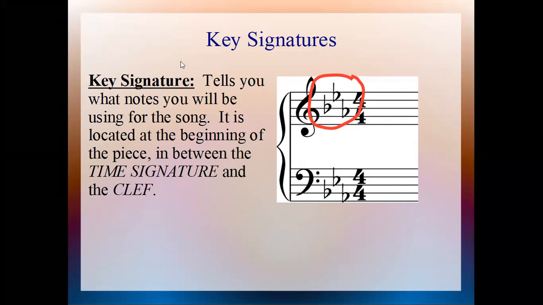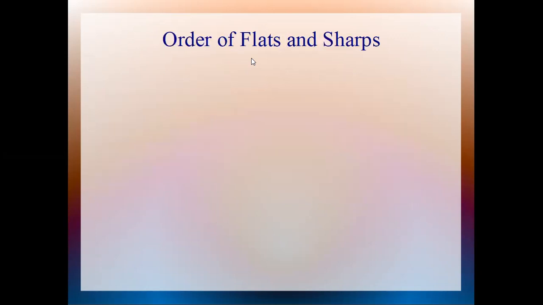Okay, so key signatures tell you what notes will be used mostly for the song. Of course, you can still have accidentals, but for the most part, they tell you what notes you will be using for this piece. It is located at the beginning of the song, in between the time signature and the clef, and I have drawn a circle around the key signature in this example. So it's always there. I like things that are absolutes, so we don't have to worry about a bunch of exceptions. That's always where the key signature will show up.